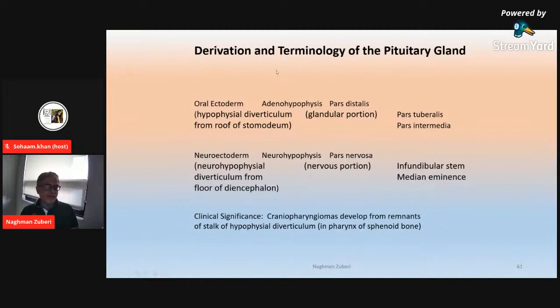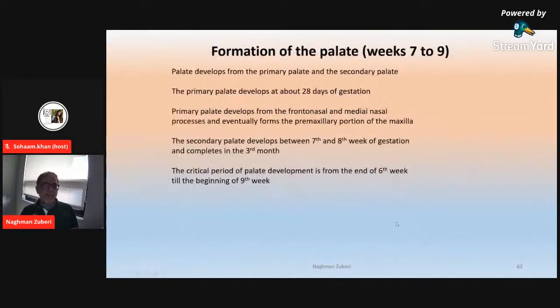Clinical significance of the development of the pituitary gland. Craniopharyngiomas develop from the remnants of the stalk of the hypophyseal diverticulum in the pharynx of the sphenoid bone. Now, formation of the palate, the crucial time is between week 7 and 9. But basically, anywhere from the 6th week to the 9th week, the problem may occur.